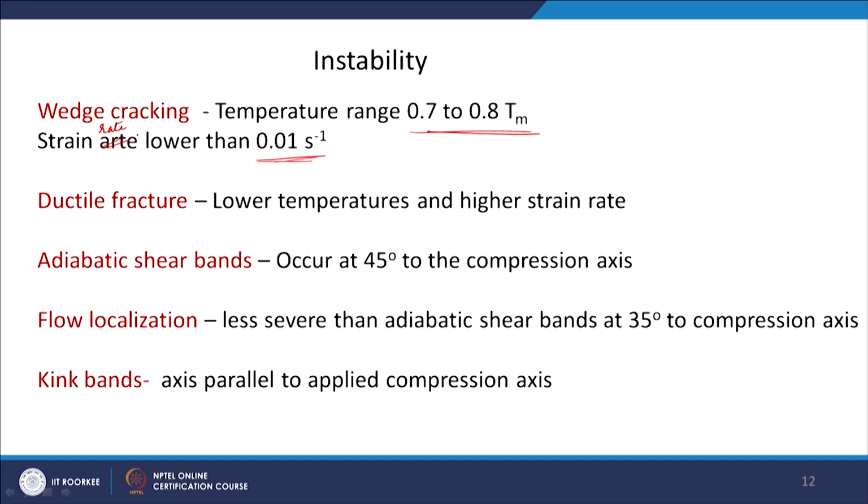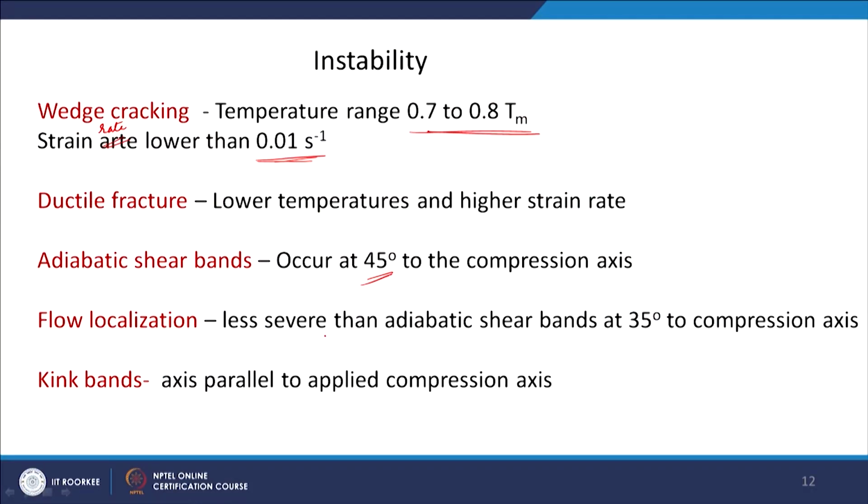Adiabatic shear bands you will usually observe at 45 degrees to the compression axis. Flow localizations are usually less severe than adiabatic shear bands, and these occur at around 35 degrees to the compression axis. And there are kink bands.